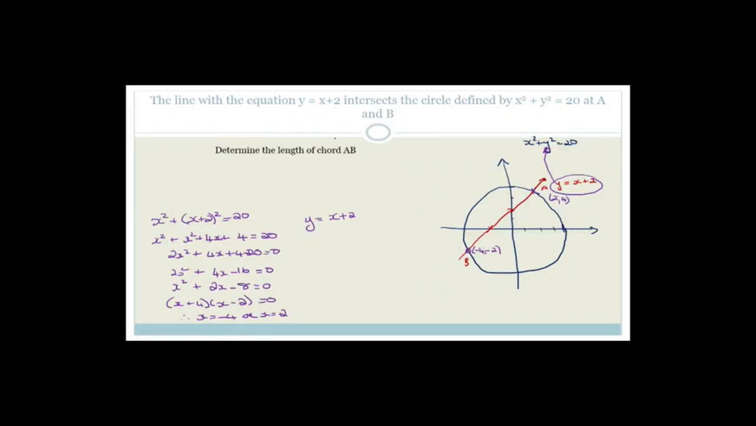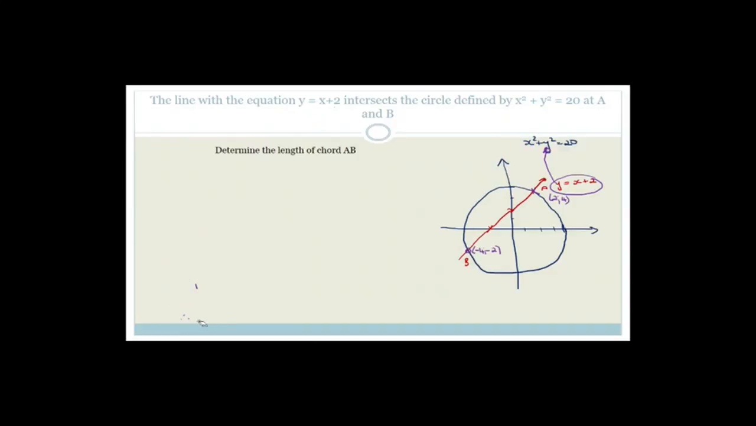Excellent. Now, it says determine the length of chord AB. Well, since I have the 2 points, determining the chord is pretty easy because we're just going to use the length formula. Do you agree? We know the distance formula is on the formula sheet. d is equal to the square root of (x minus x1) all squared plus (y minus y1) all squared. We can just use these 2 points, and I'm going to call A x1 and B x2. So I've got the square root of (minus 4 minus 2) squared plus (minus 2 minus 4) squared.